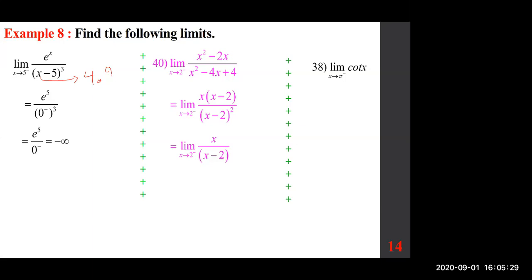Beautiful. Because literally, replace the x, even in your mind or just literally. So 2 from the left means 1.9. 1.9 minus 2 means negative 0.1. So 0 from the left. Why is this important? The answer is not infinity. The answer is negative infinity, class.